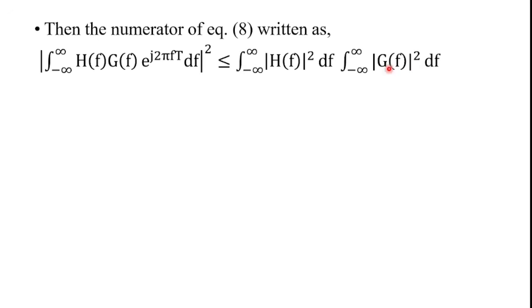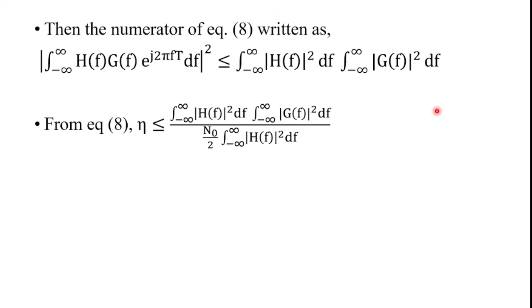So what is the remaining term? Integral minus infinity to infinity magnitude of g of f whole square df. So this equation can be written using the Schwarz inequality statement.